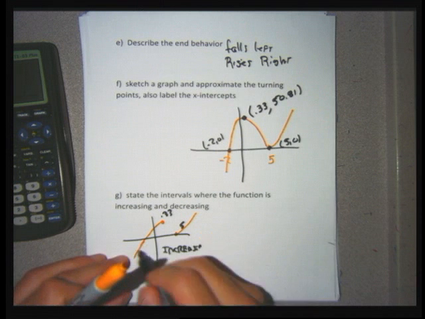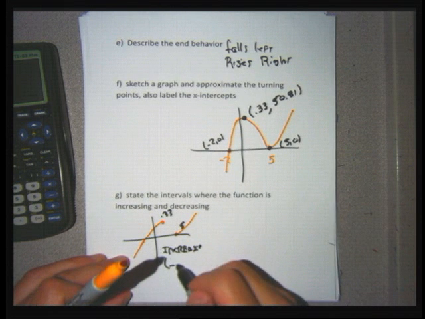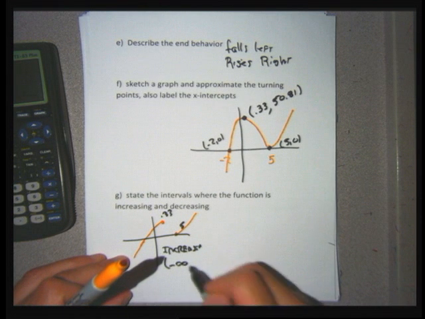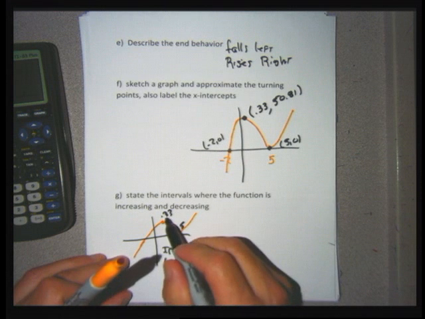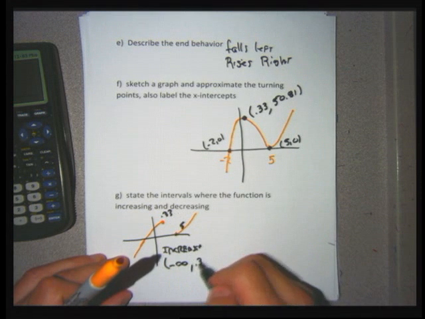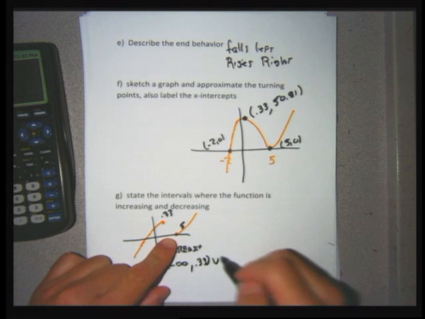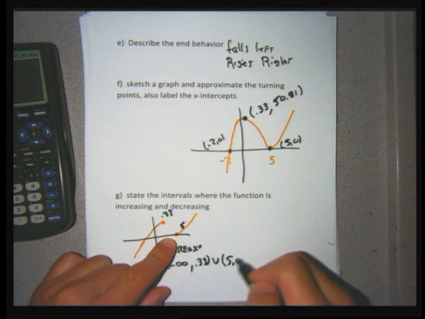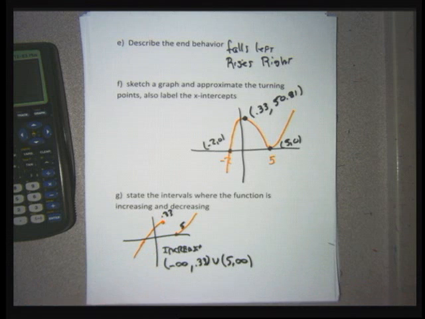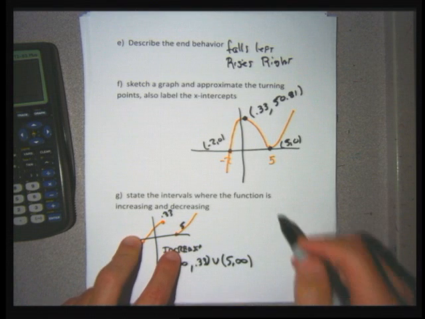This first region is from the far left edge of the x-axis, which is -infinity, to the x-coordinate of that local maximum, which is 0.33. And this region goes from x equal to 5 to the edge of the graph at x equal infinity. So these are the regions where the graph is increasing.